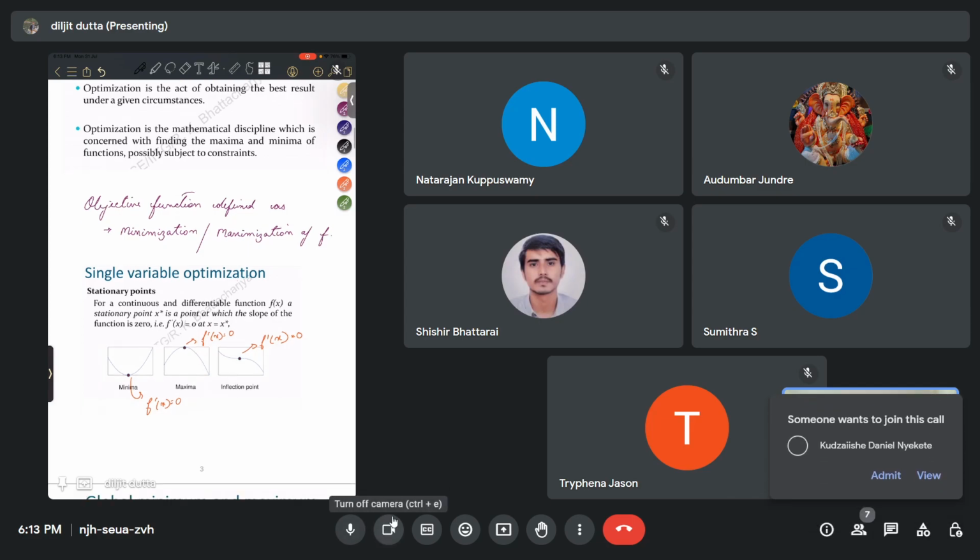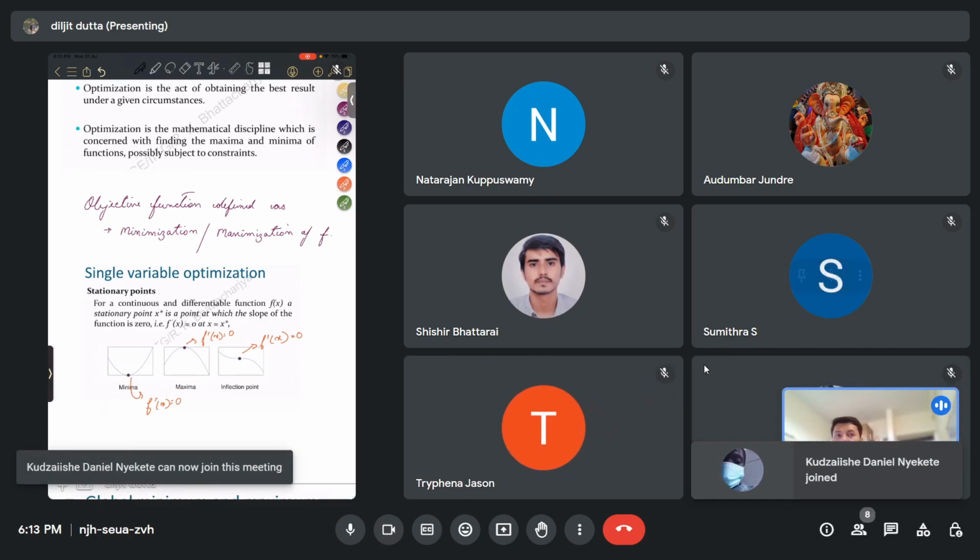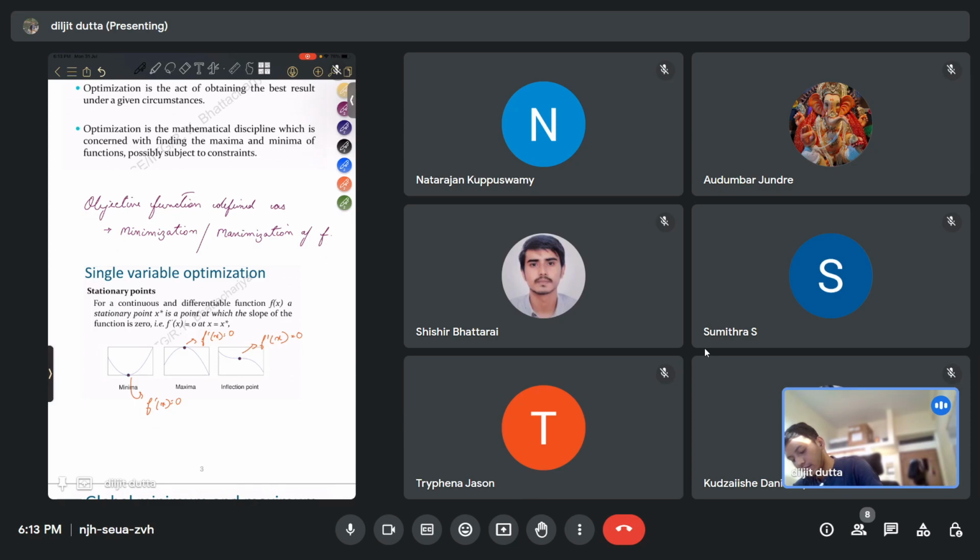That is how we define the objective function, and then we have to fix the decision variables, the variables that will go into the objective function, that will define the objective function. So one is the objective function, second is the decision variable. So these two things, and thirdly there will be constraints.